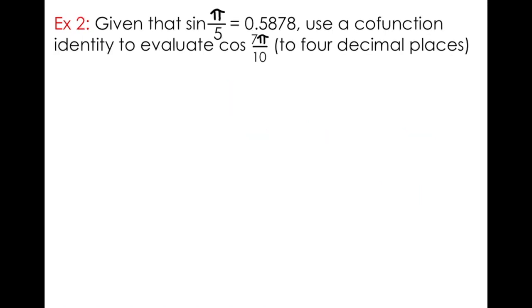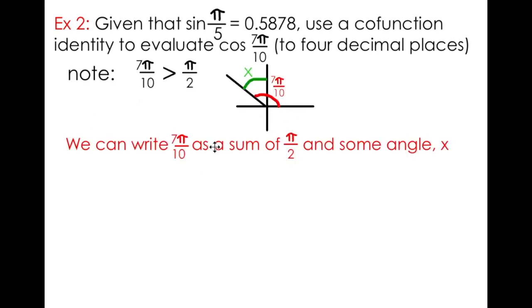Let's take a look at another example. Given that sine of pi over 5 is 0.5878, I want to use a cofunction identity to evaluate the cos of 7 pi over 10 to 4 decimal places. Now we can use a similar process here to solve this problem. This time, if I look at the angle I'm given, 7 pi over 10, using my understanding of fractions and radian measure, I know that this angle is bigger than pi over 2. I can represent 7 pi over 10 using this red angle.